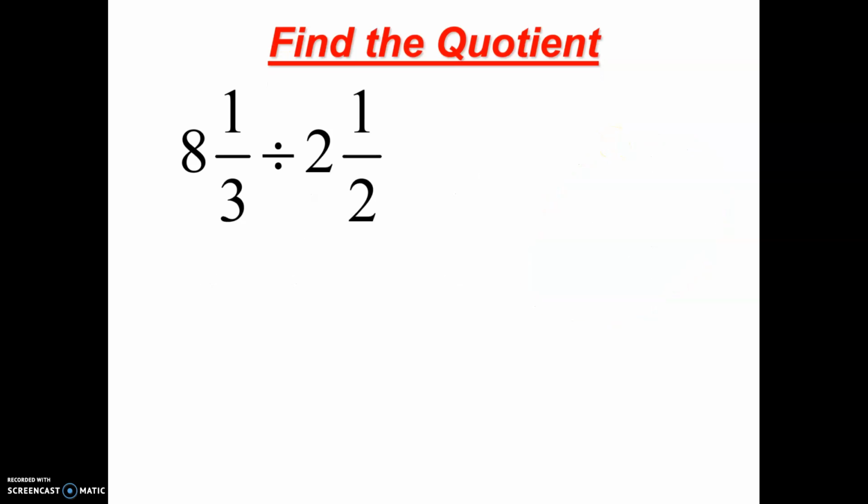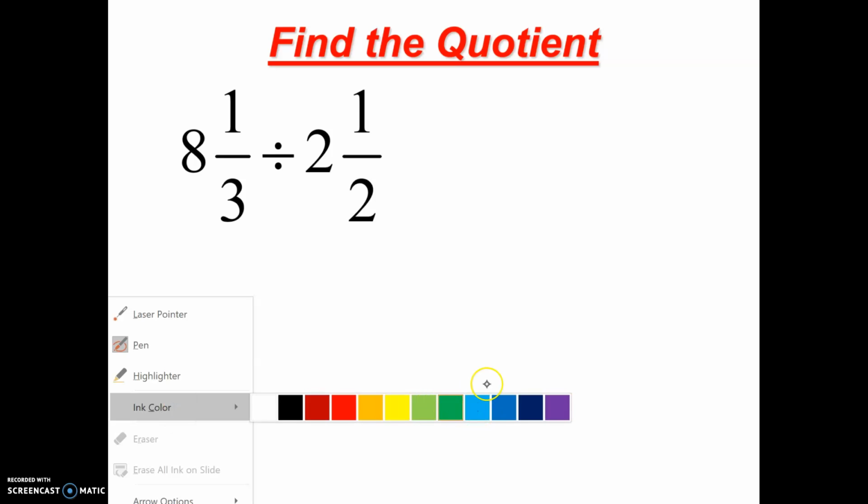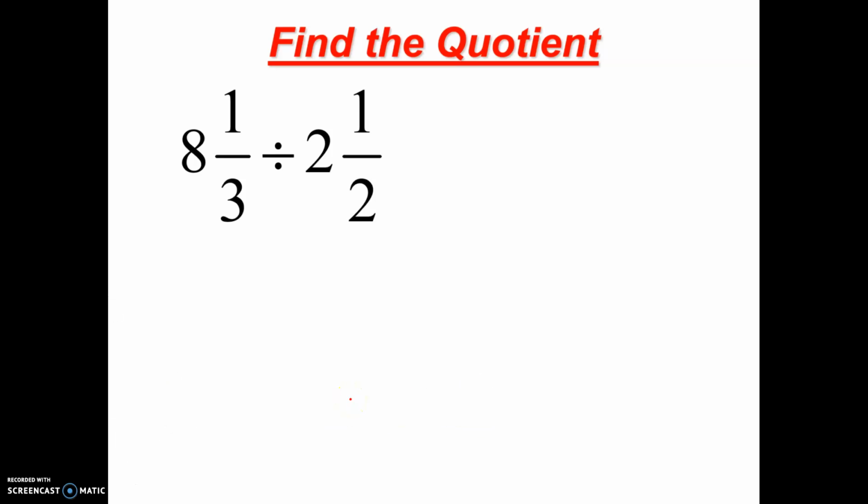All right, let's keep it going. Pause the video as needed to try these problems. All right, let's get red. Quotient, same deal. We need to convert to fractions. We don't need common denominators, but we do need fractions. So 3 times 8 is 24, plus 1 is 25/3, divided by 2 times 2 is 4, plus 1 is 5/2.